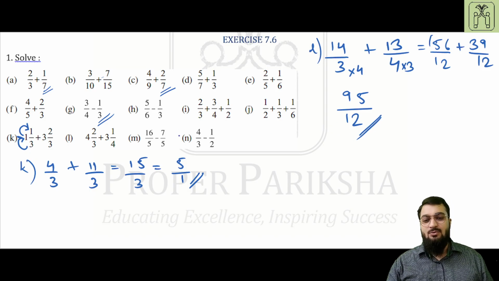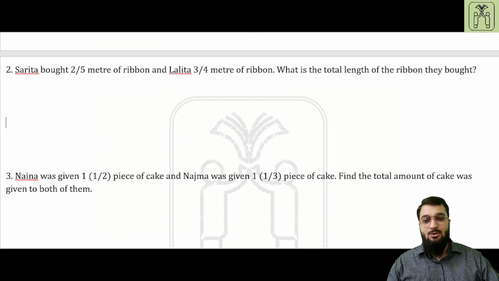You can do the same for the other also. This you can do yourself, same denominator. This you can do easily. The LCM will be 6 and you can proceed accordingly. Coming to the next question.